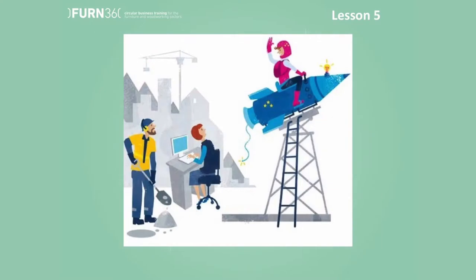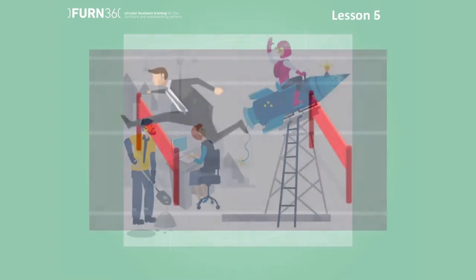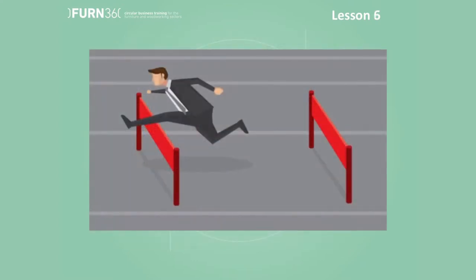Lesson 5 presents the characteristics of an entrepreneurial mindset. The distinction between causal and effectual reasoning is also discussed. The effectuation process and its principles are introduced. Lesson 6 discusses some of the challenges and drivers faced by entrepreneurs when starting a business. The case studies reflect specific barriers and drivers faced by companies operating in the furniture sector.